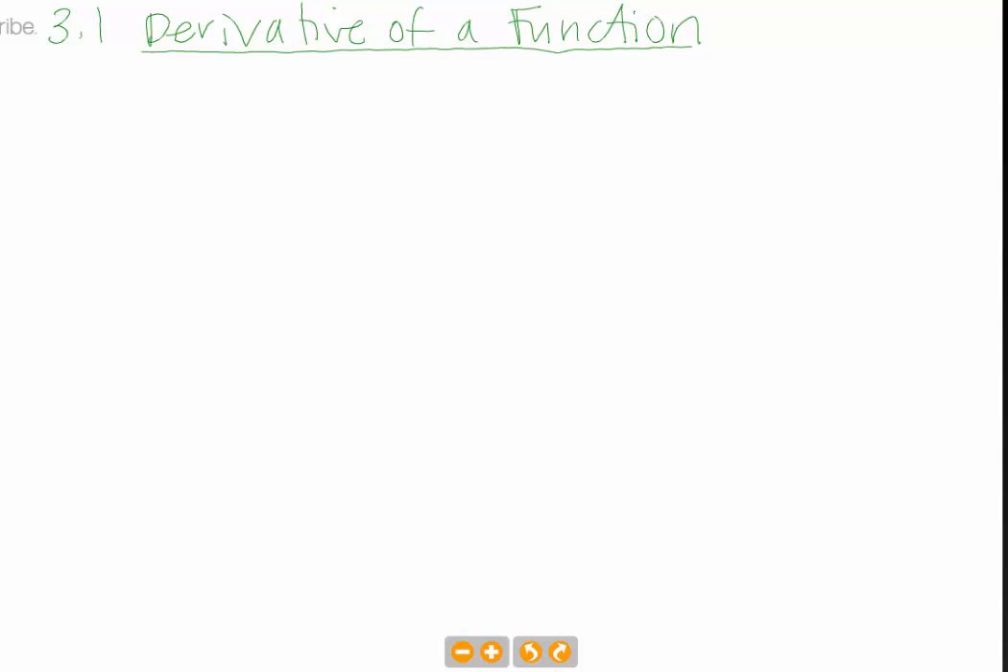This is a continuation of section 3.1, which is on the derivative of a function. We're going to look at things from a graphical perspective now. So what we're going to focus on is graphing f prime from the graph of f. Again, we need to keep in the back of our heads that f prime is essentially the derivative of the function if it represents the slope at a particular point.